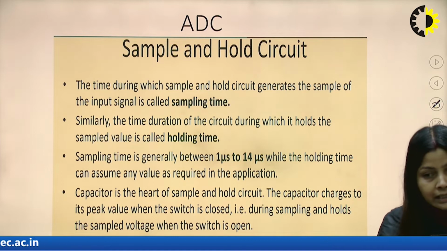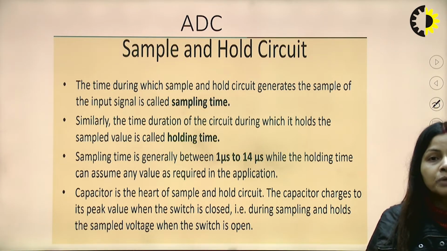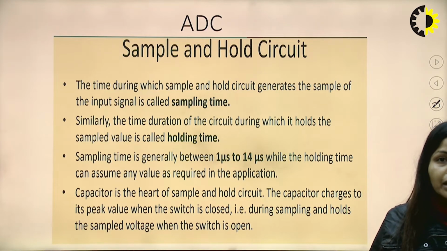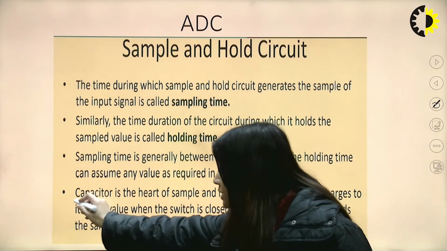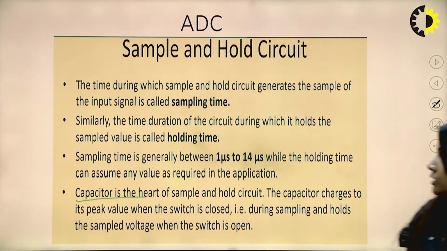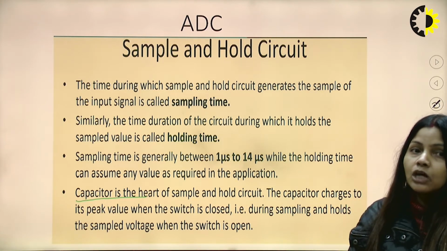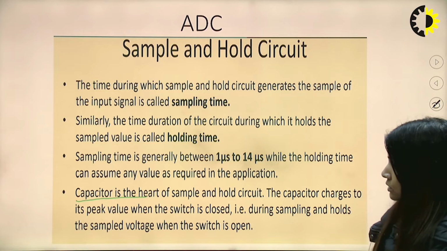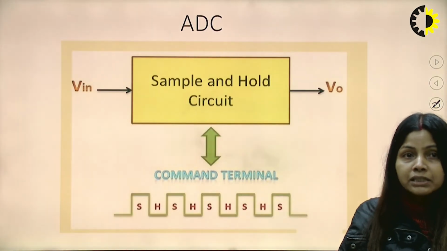There is a special component which is used for the sample and hold circuit, that is nothing but a simple capacitor. So here the capacitor is the heart of the sample and hold circuit. The capacitor charges to its peak value and holds that value until it gets discharged. The discharging will take place whenever the switch is closed. So let us see this circuit.